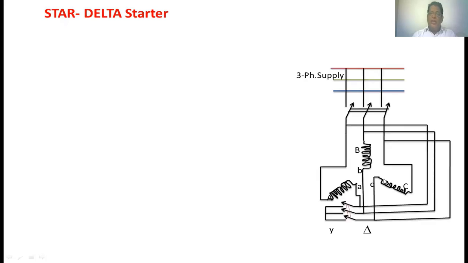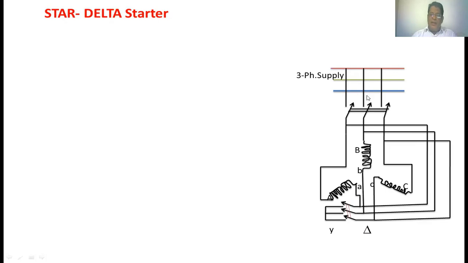So the per phase voltage applied to the stator winding will be reduced. The stator current also will be reduced. When the speed of the motor increases, again the same stator winding will be connected in delta. So this is the circuit diagram for the star delta starter.